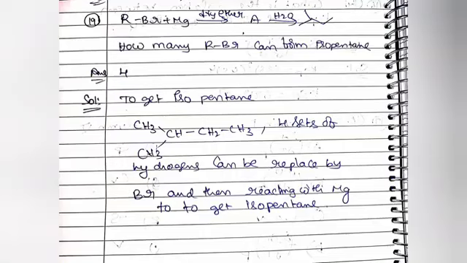Next question from organic chemistry, where Grignard's reagent is involved. RBr plus Mg followed by hydrolysis gives isopentane. How many RBrs can give isopentane? How many RBrs in the sense means how many alkyl bromides can give isopentane. So we can do back calculation. Take isopentane and there are 4 sets of hydrogens. If those hydrogens are replaced by the bromine, again reacting with magnesium and followed by hydrolysis gives isopentane, right? So the answer is 4.